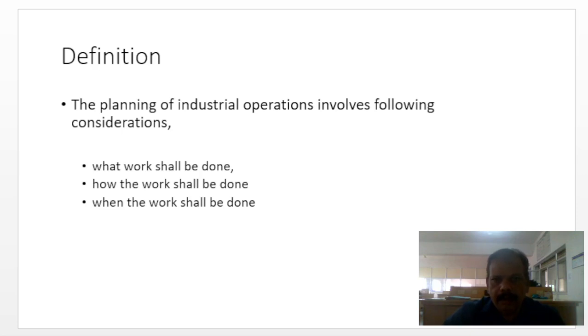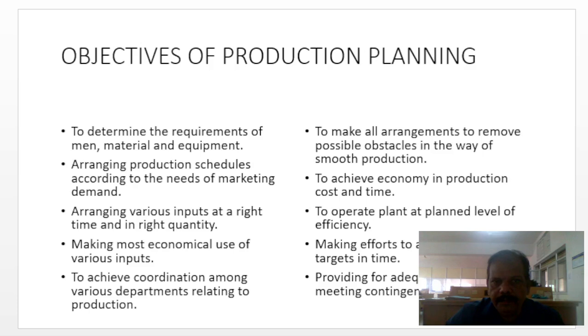The planning of industrial operations involves the following considerations: what work shall be done, how the work shall be done, and when the work should be done. So all these decisions are to be taken in the production or product planning.